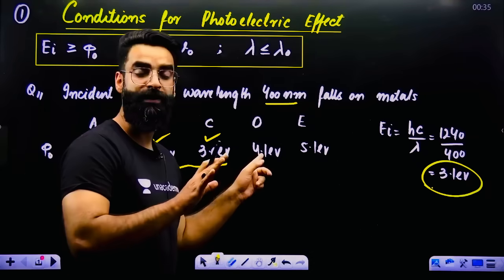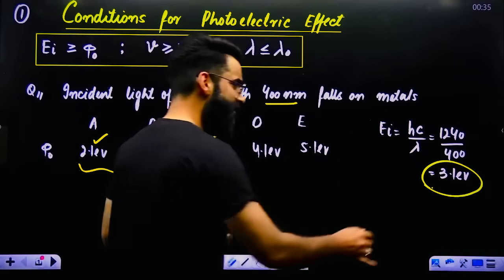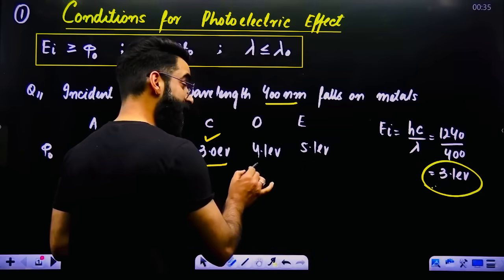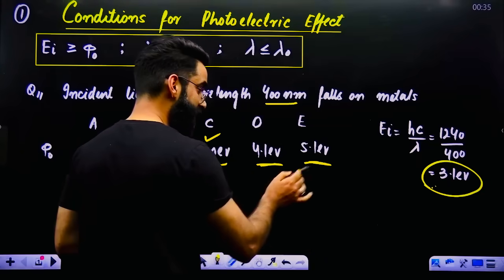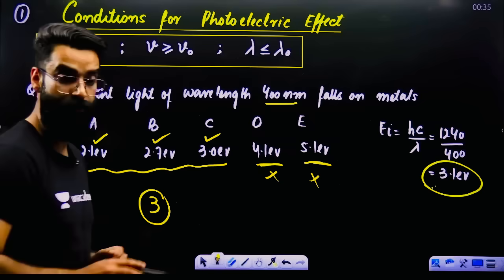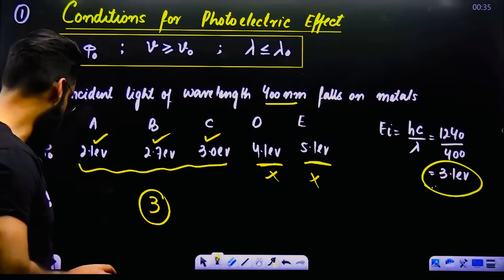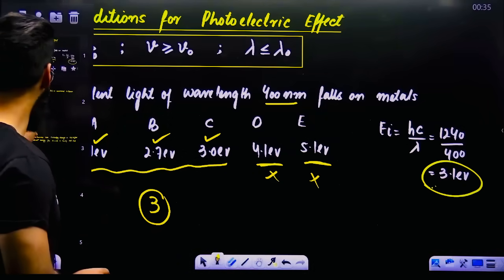This particular metal, it's not going to show photoelectric effect. Why is that? Because incident energy is not greater or equal to the work function here, neither here. So these two are not going to show any sort of photoelectric effect over here. This sort of a question is frequently asked in different examinations nowadays.